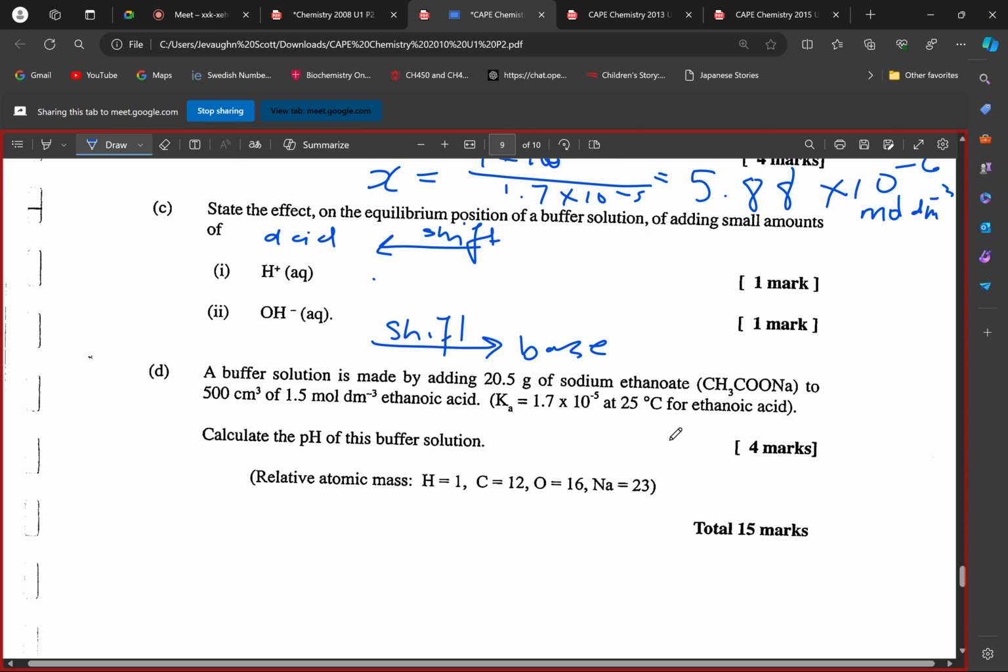All right. So a buffer solution is made by adding 20.5 grams of sodium ethanoate to 500 cm³ of 1.5 mol per dm³ of ethanoic acid. The Ka is 1.7 times 10 to the negative 5, right? What's happening here?